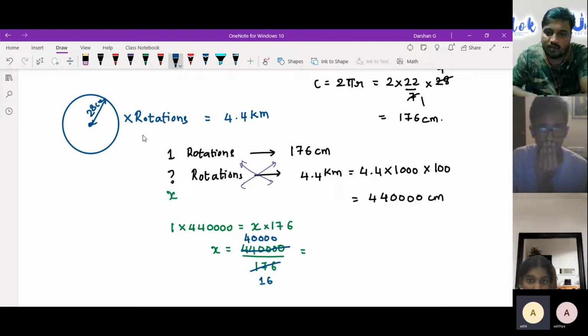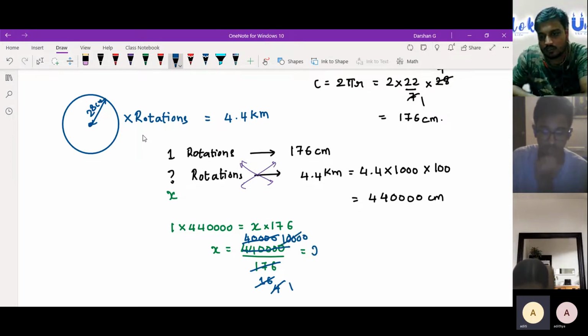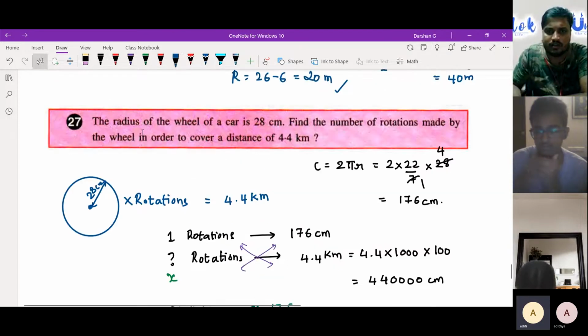Next, by 4. Yes, sir. 4 fours are 16, and 4 ones are 4, with 4 zeros. Then again 4 ones are 4, and this is 2,500. So it is 2,500 rotations. Please write it as 2,500 rotations. Very simple question.